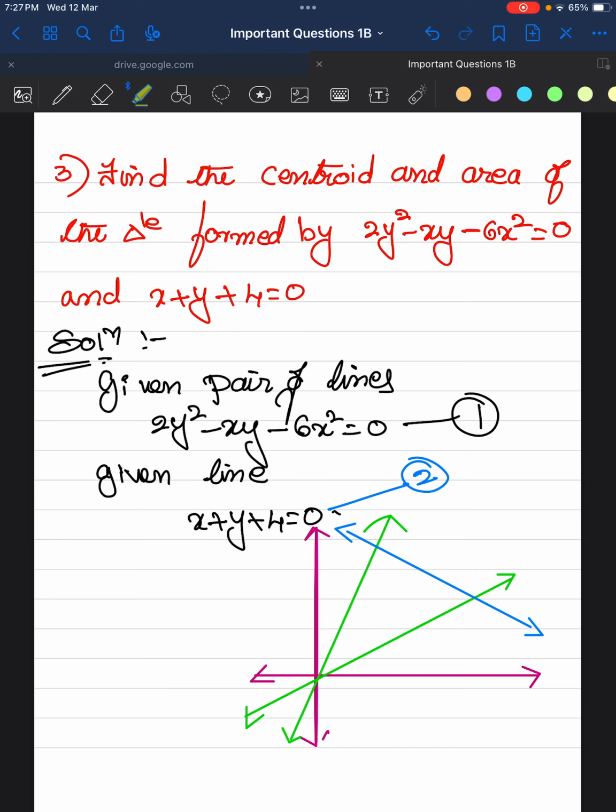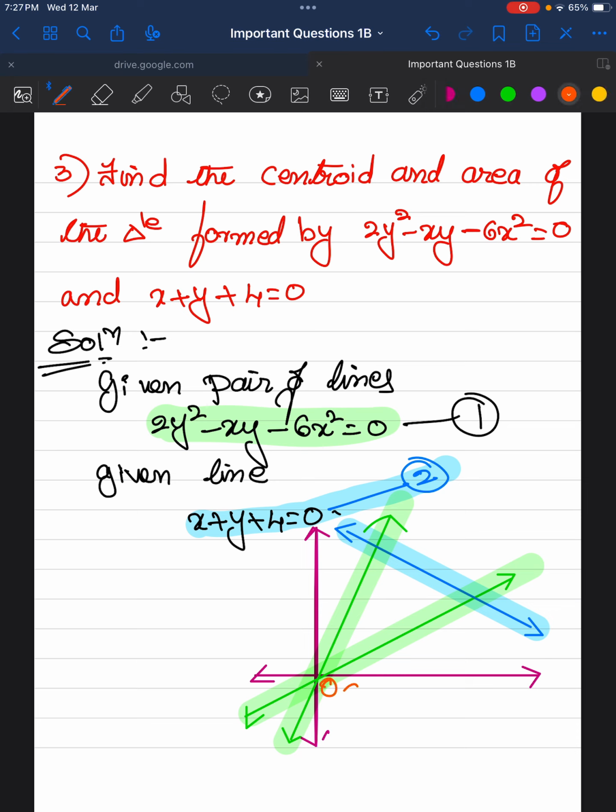If you want more clarity, I'll show you this blue color line. This is the single line. And this green color one represents a pair of lines like this. Okay, if you take three lines, they intersect at 3 points. One point we can call the origin. This point we can take as A (x1, y1). This point B (x2, y2). If you know x1, y1, x2, y2, we can find out the centroid, area and all. Okay, easily we can find out.